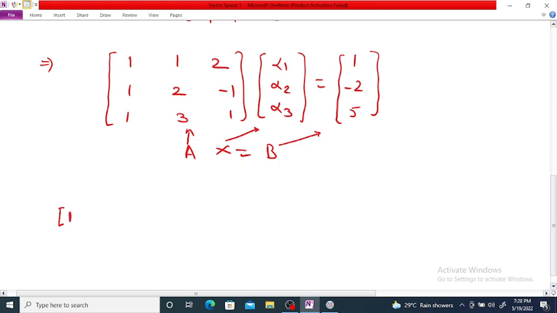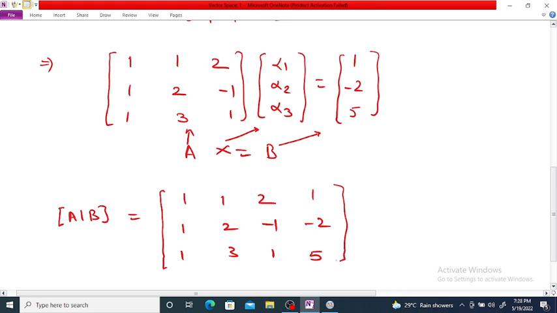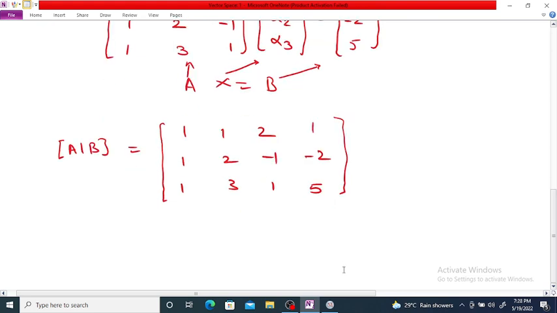Here A is the coefficient matrix, x is the variable matrix and b is the right hand side constant. So the next step, we want to form an augmented matrix. The augmented matrix [A|B] is equal to [1 1 2; 1 2 -1; 1 3 1], and we add one more column b to A: (1, -2, 5). The next step is to reduce this matrix to row echelon form.